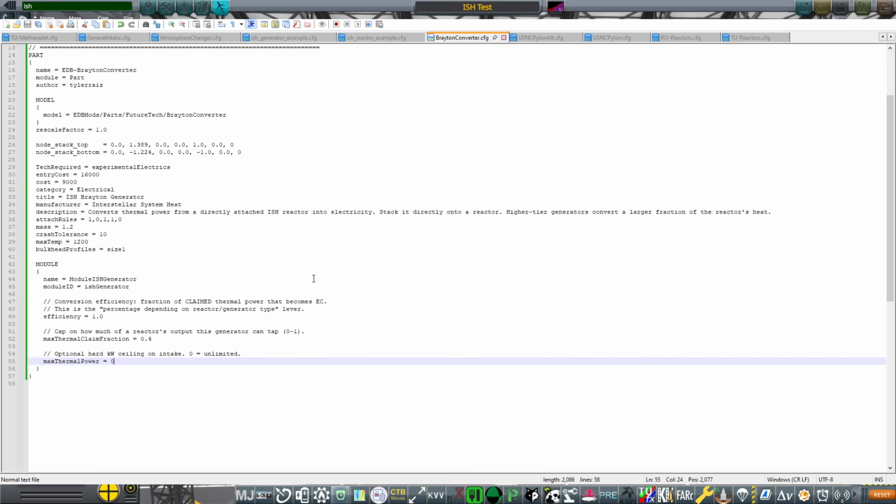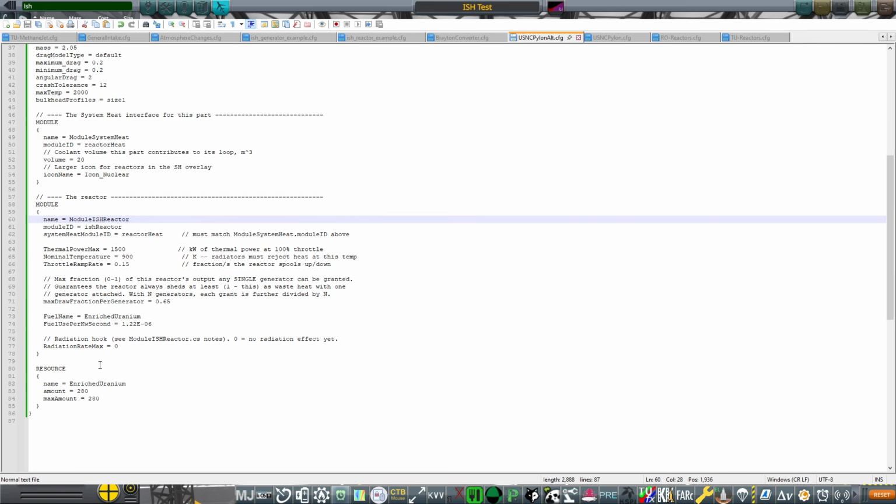If I wanted to limit how much this size generator can take from the reactors, if it has like 2 or 4 reactors attached to it, we can set that here. So if I'm saying that this thing can only take 1.2 megawatts total, so therefore it would only be able to deal with 2 of those reactors, then we set it like that, 1,200. And maybe I'll just save it like that. So that is the idea, and that's how these 2 modules work together with system heat to do their job.